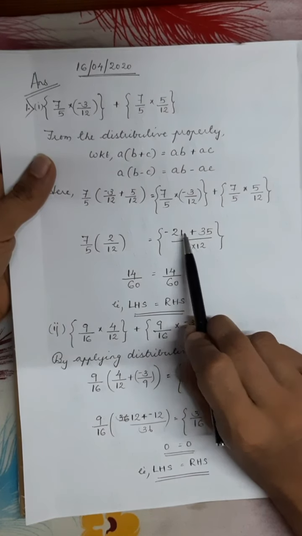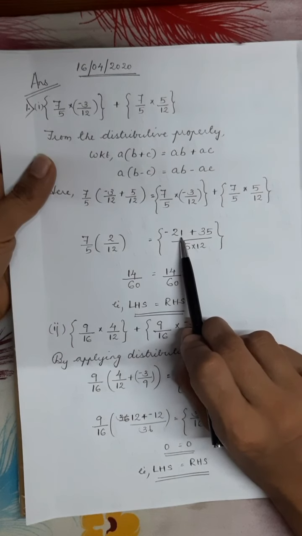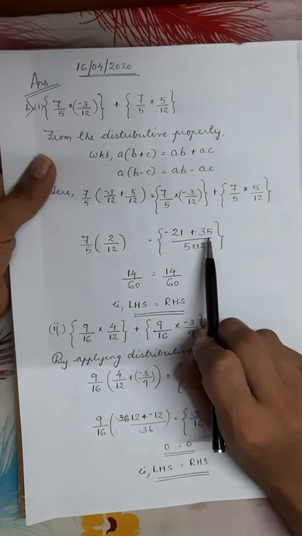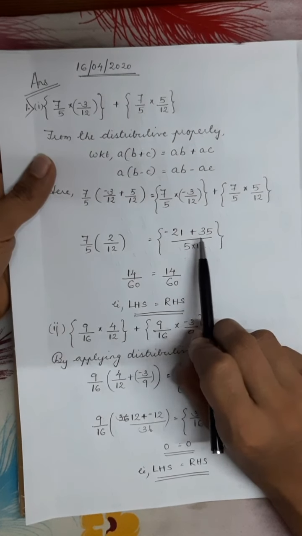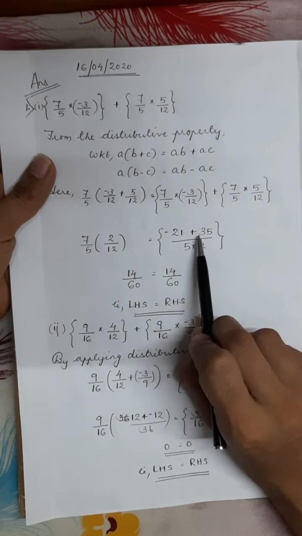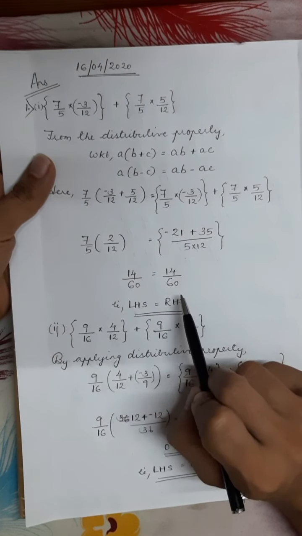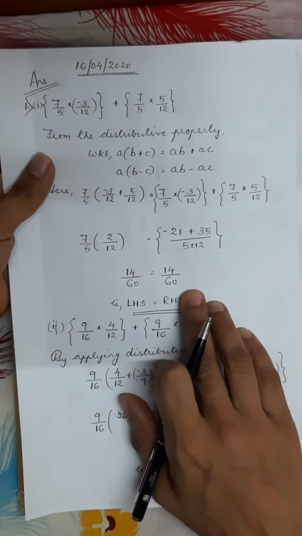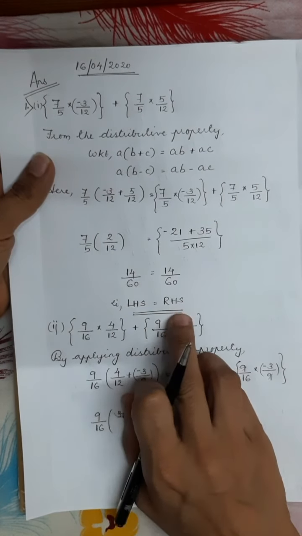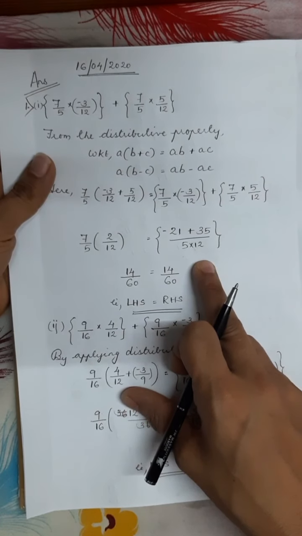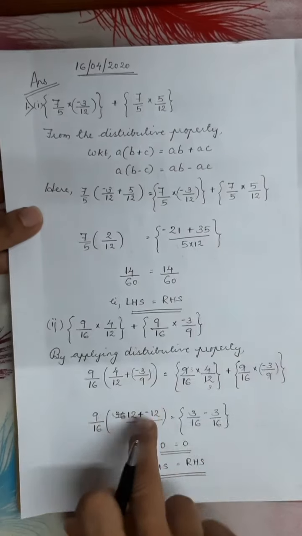Here these are of opposite signs. So we have to subtract the smaller number from the bigger number and give the sign of the bigger one. So 35 minus 21 will come. While subtracting we get 14 by 60. So on the right hand side also we got 14 by 60. That means left hand side is equal to RHS. That means the distributive property is satisfied in this case. Okay. Now the second one.